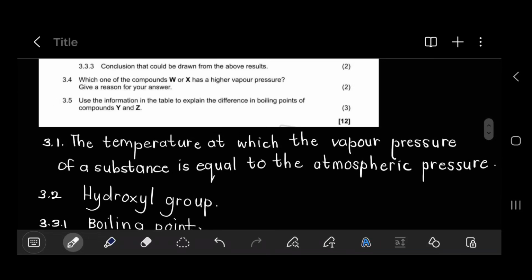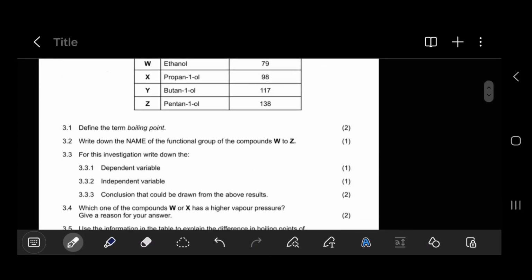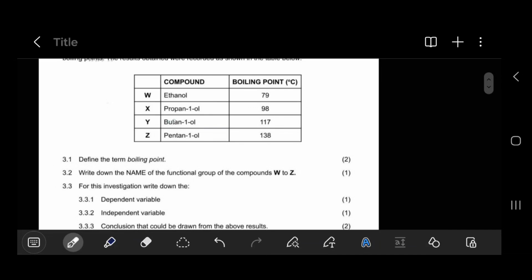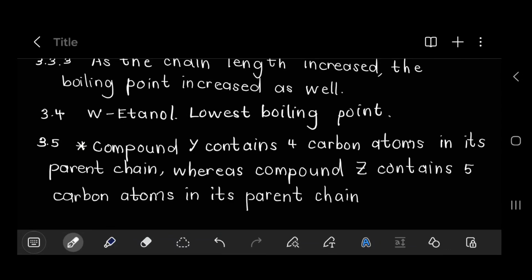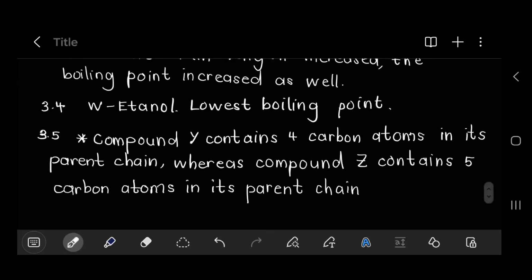3.5 says, use the information in the table to explain the difference in boiling points of compounds Y and Z. So let's have a look at those two. Compound Y is butan-1-ol. So compound Y obviously contains 4 carbons in the parent chain. And compound Z is pentan-1-ol. So compound Z contains 5 carbons in the parent chain. So we can actually start off with that as our first point. I start off by saying compound Y contains 4 carbon atoms in its parent chain, whereas compound Z contains 5 carbon atoms in its parent chain.